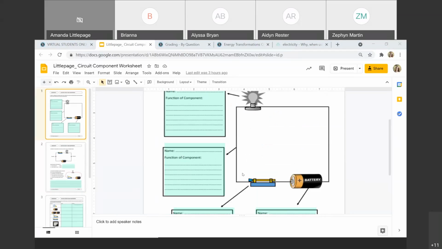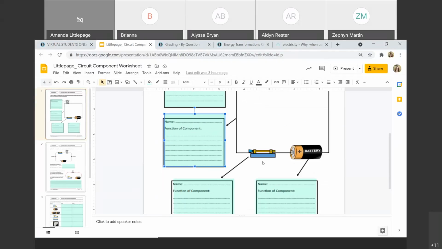Scroll on down. The black line here represents the wires in the circuit. Notice this box right here points to this, so this would be the wires in the circuit. As you move along, what would you describe this object as?